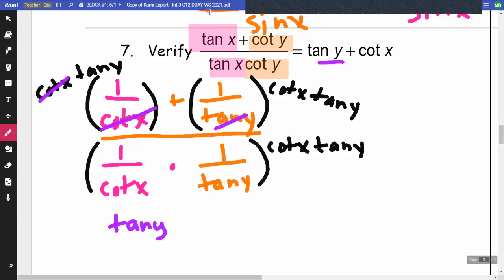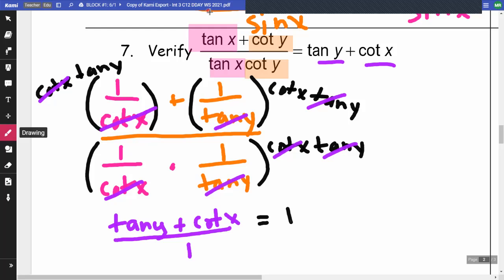Over here, my tan y and my tan y cancel, and I have a plus cotangent x, which is again something I want. Now on bottom, because this is a times, not a plus, this is a single term, this cotangent, this tan y, and this tan y, I get over 1.